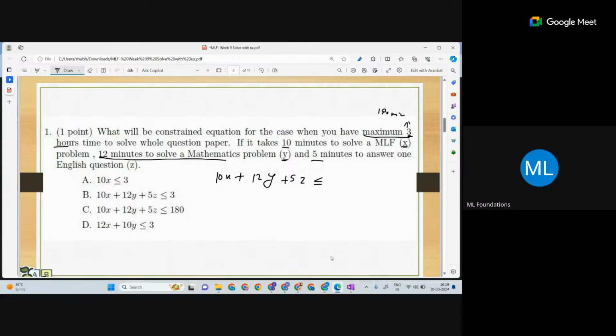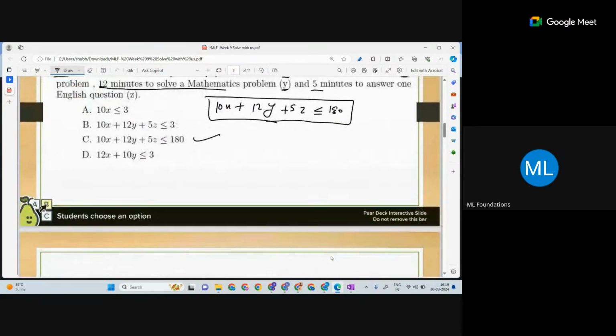So this time is given as maximum, that means 3 hours, or we can change it to minutes. So it will be less than or equal to 180, which is the third option. It matches the information we have. Okay, so let's solve the next problem.